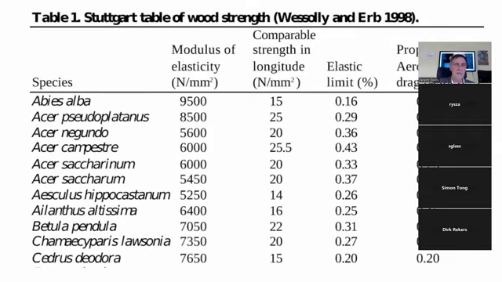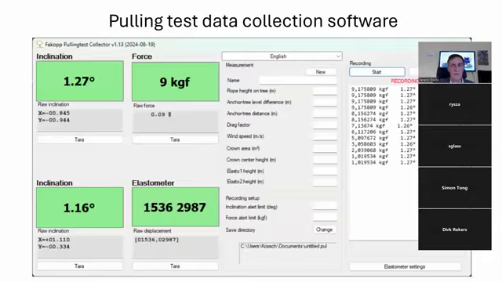The Stuttgart data table gives us important parameters for the wind load calculation, like the aerodynamic drag coefficient, the elastic limit in case of trunk test, and the strength of the material we are using in the acoustic tomography safety factor calculation.